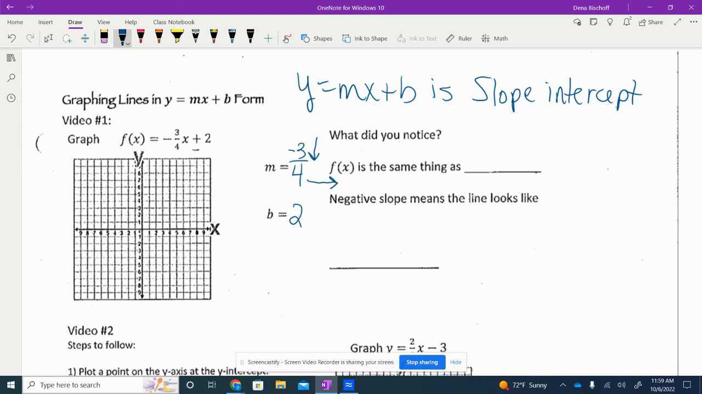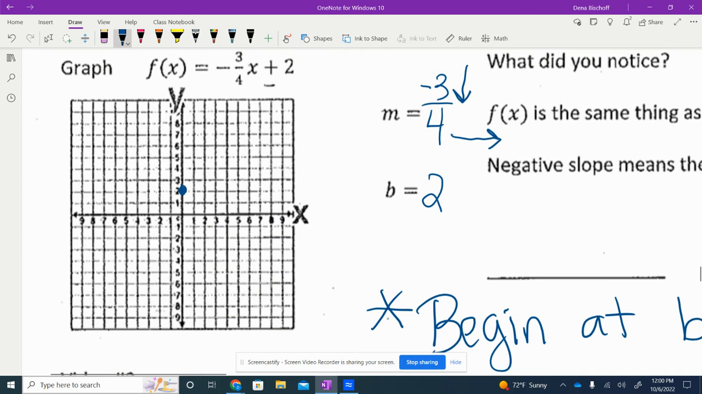So I want you guys to put a little note down here that says begin at B. You always begin at B. That is the easiest way to graph. If you begin at B, which is the y-intercept, then you just count your slope. So my y-intercept is positive 2. So I'm going to start right there at positive 2.